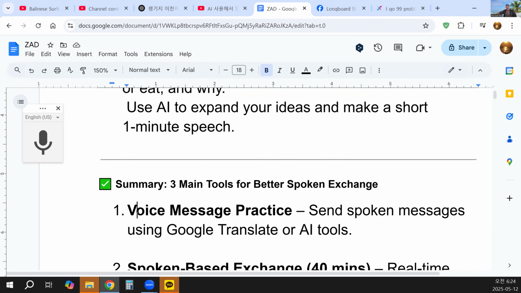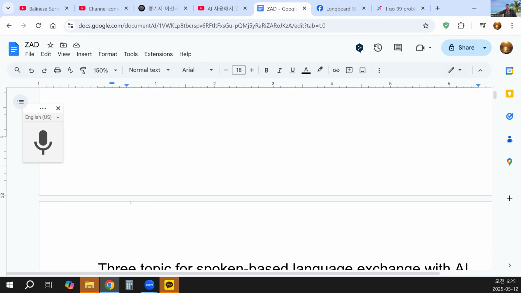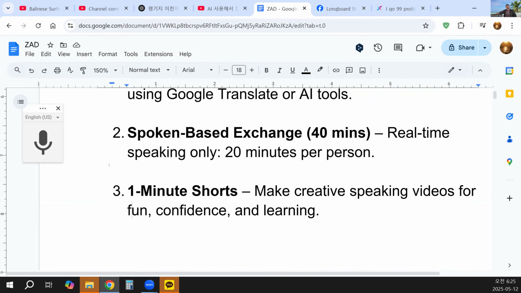Summary, three main tools for better spoken exchange. Voice message practice: send spoken-based messages using Google Translate or AI tools. Spoken-based exchange, 40 minutes, real-time speaking only, 20 minutes per person. 1 minute shorts: make creative speaking videos for fun, competence, and learning. And then, okay, so finish.